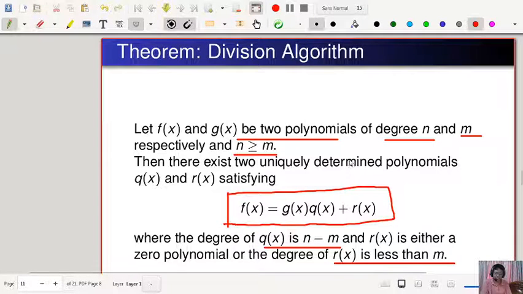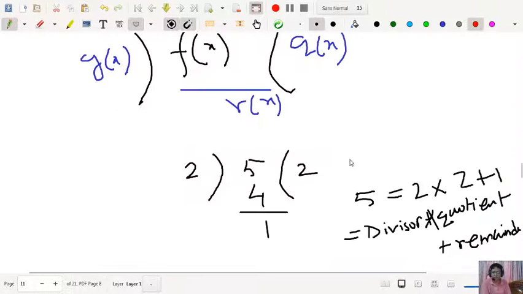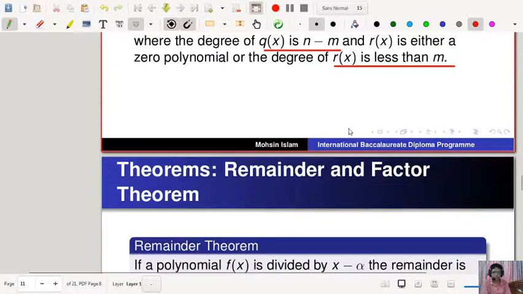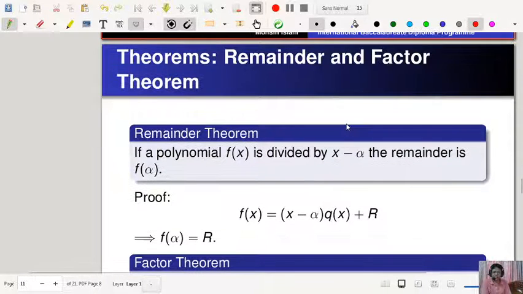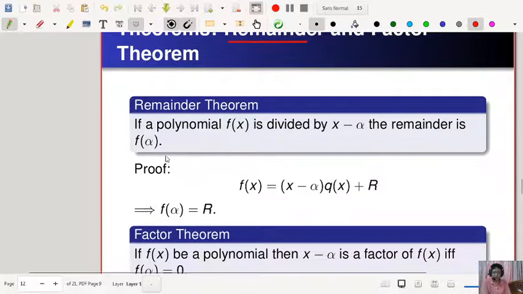A lot of applications are there. I will show you the applications. You can see the application here also. Okay, next let me explain. The next theorems are the remainder theorem and the factor theorem.